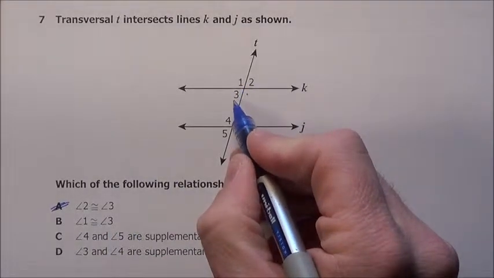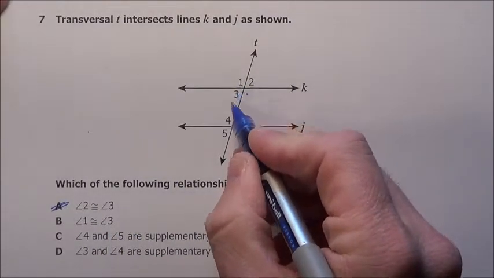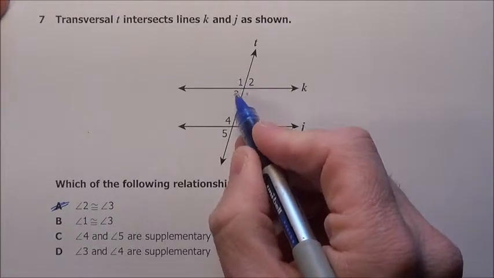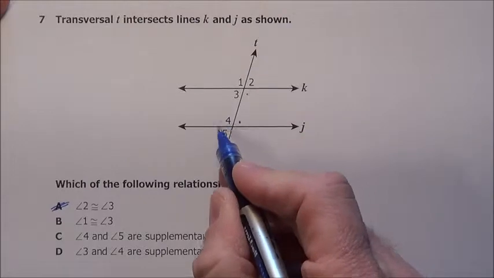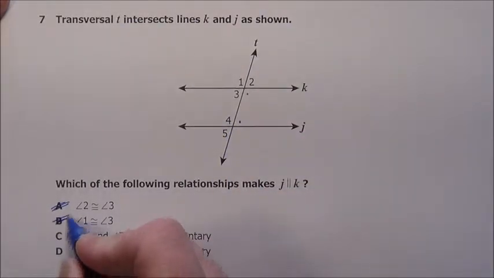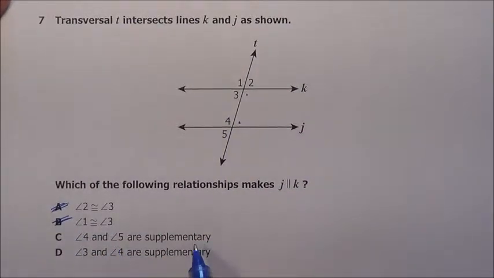1 equal to 3. 1 being congruent to 3. Well, that's not even true unless they're both 90. Again, these are dealing with things on the same line. That's not comparing any of these numbers to the 4 and 5, which is what we're going to need. So that's out.